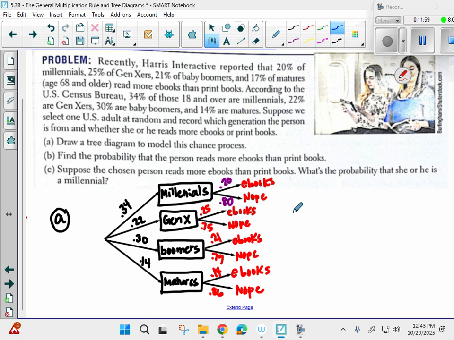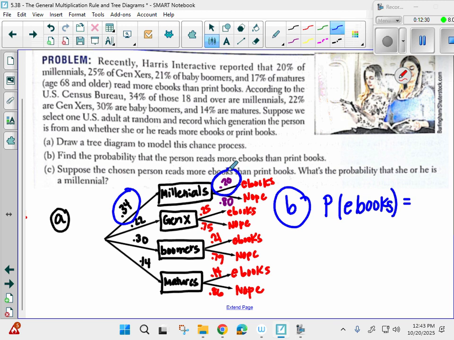Find the probability that the person reads more ebooks than print books. So that would just be the probability of reading ebooks. This is all the pathways to ebooks, just like we did all the pathways to late in the last problem. So you could be a millennial who likes ebooks, and we always multiply these together.